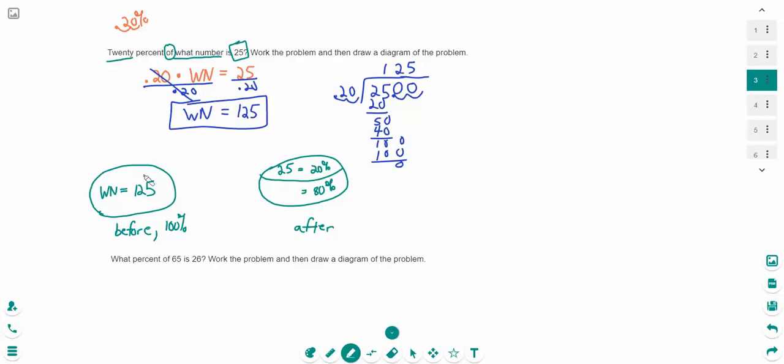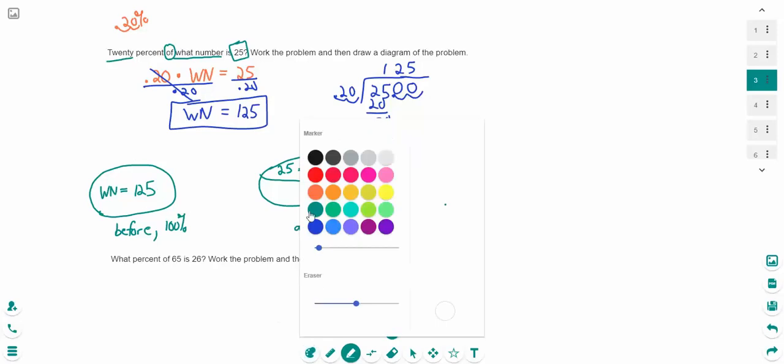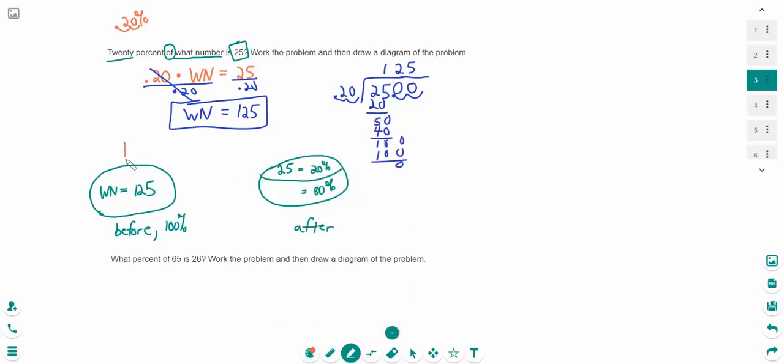All right. So this bubble, you might kind of think of it as the "of" bubble. Like I said earlier, look for that "of." This bubble, you can kind of think of it as the equal bubble. Look for that equal sign. So here we have the "is." The "is" means equal. So equals 25. So that's the 20% equals 25.